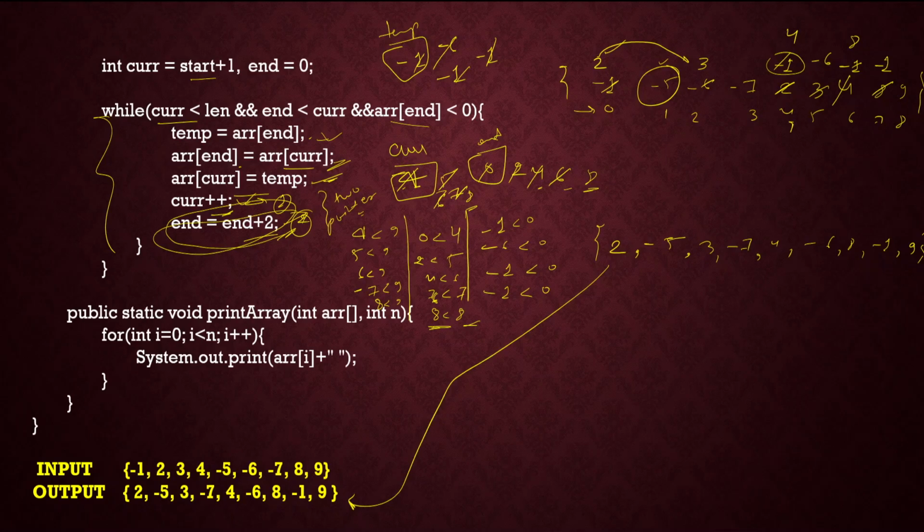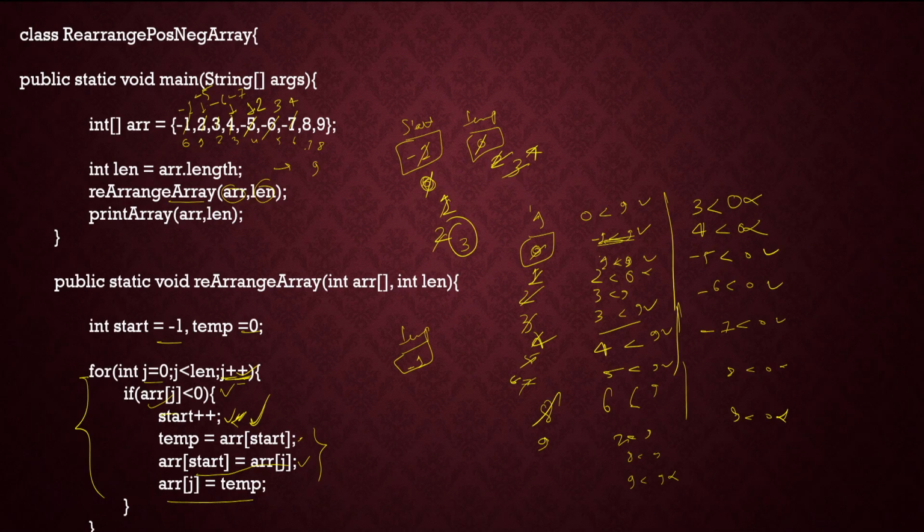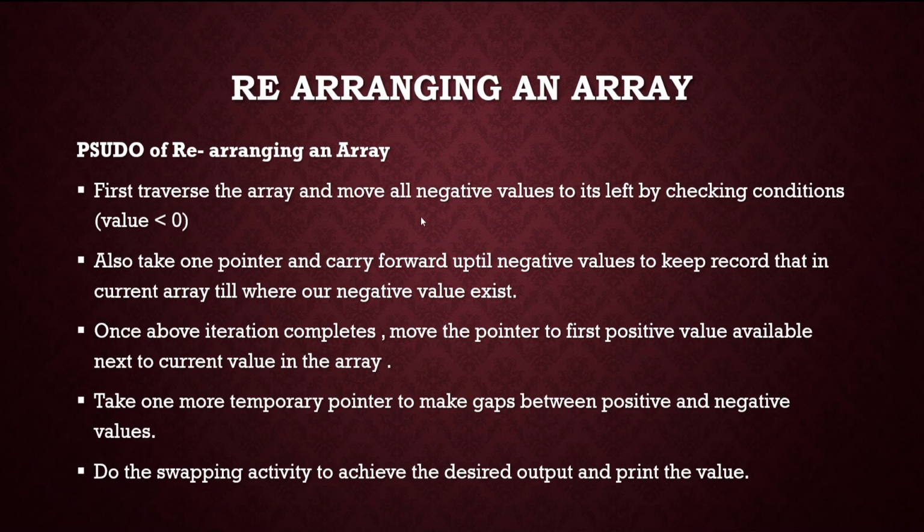I am expecting that you have got all this concept. So let me now explain the pseudocode of this. First, traverse the array and move all negative values to its left. How did you think of this? Let me explain the thought process behind this.